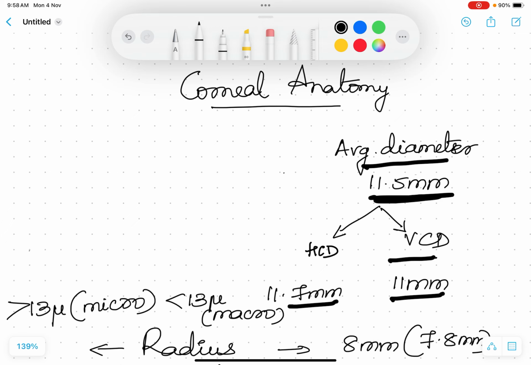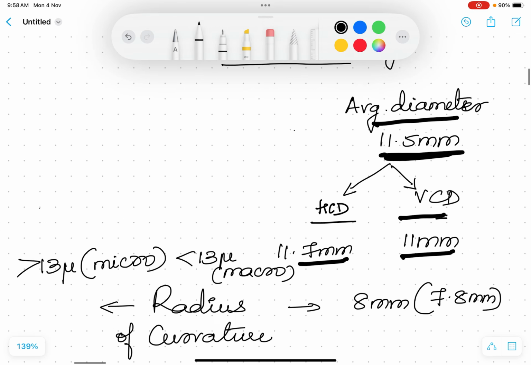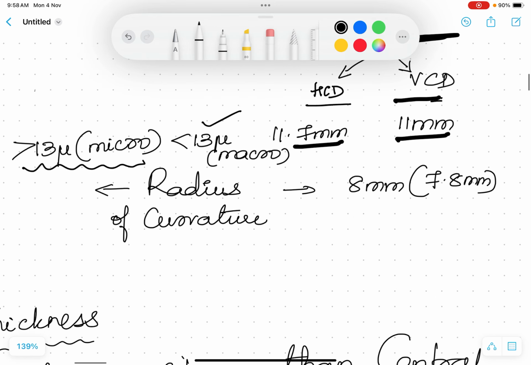Horizontally, it measures about 11.7. Vertically, it measures about 11. So, if the diameter is less than 13 microns, then it is known as microcornea. If it is more than 13 microns, it is known as macrocornea. And when you assess the radius of curvature, it measures about 7.8 mm, or approximately 8 mm.